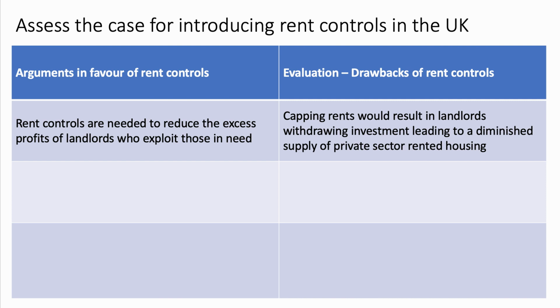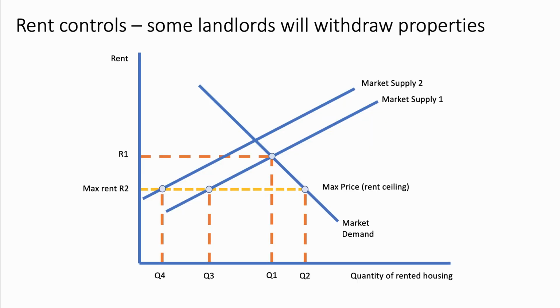On the flip side, a counter argument is that if you hold rents down below the market rent, some landlords will actually withdraw their investment. They might take some housing completely off the market permanently. And that would allow you to draw this diagram. What I've done here is I've shown an inward shift in market supply at the capped rent R2. Of course, that makes the shortage even worse in the market. You can make that your evaluation point.